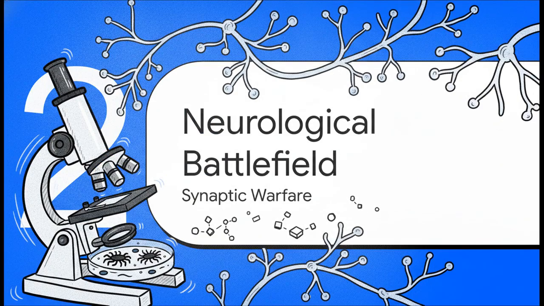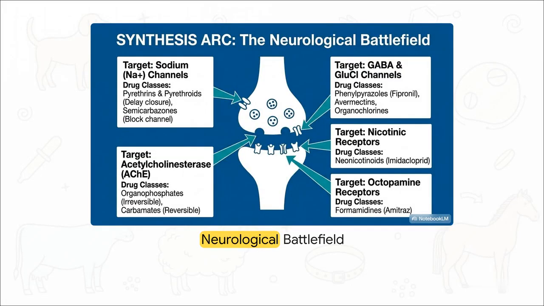Okay, so we know who we're fighting and how we deploy our drugs. Now let's shift gears and look under the microscope. We are entering the real core science of this explainer, the neurological battlefield. This is our central metaphor today. The vast majority of these drugs work by literally turning the parasite's own central nervous system against it. Think of this as a synthesis arc that outlines our 5 major receptor targets. We can go after sodium channels or target acetylcholinesterase. We can also attack GABA and glutamate-gated chloride channels, nicotinic receptors, or even octopamine receptors.